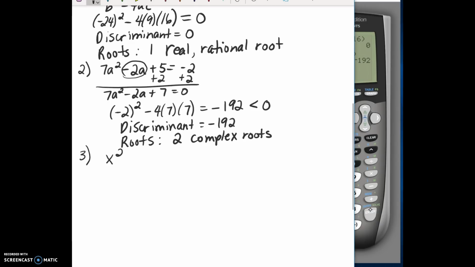Third, x squared minus 9x plus 14. So we're going back to one that's already equal to 0. Negative 9 squared minus 4 times negative 9 times 14. Plug that in your calculator.